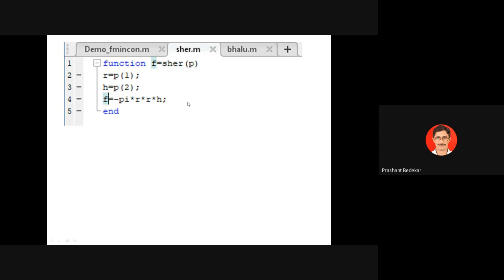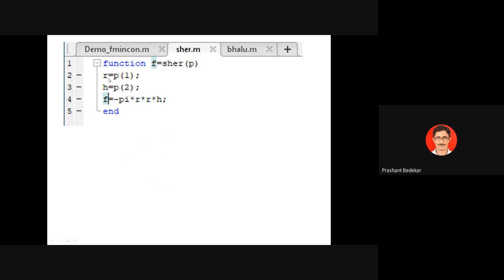So the contents will be available in P. The first variable value will be taken as P1, second variable value will be taken as P2. So I am storing P1 in R and P2 in H. And then saying that function is equal to minus pi r square h. Why minus? Because pi r square h is to be maximized. So minus pi r square h is to be minimized.